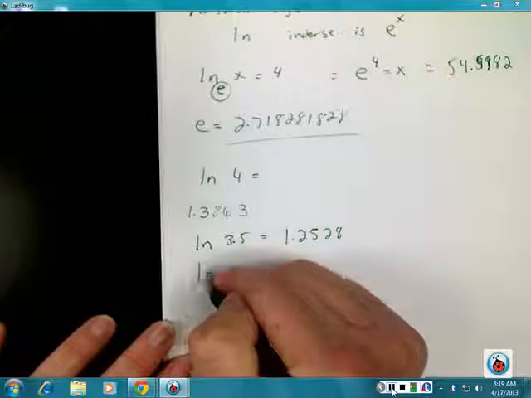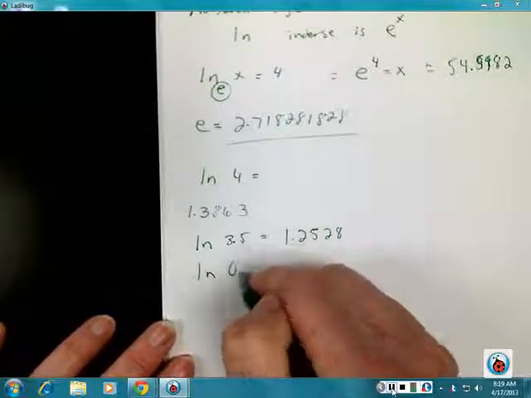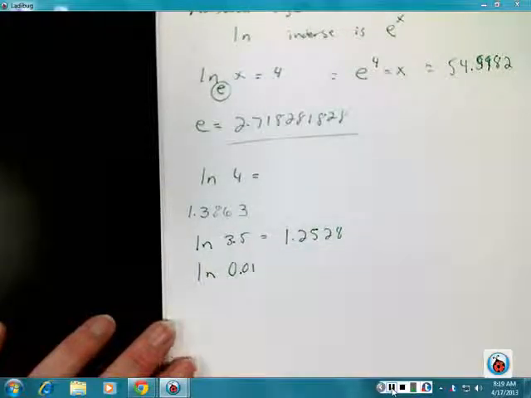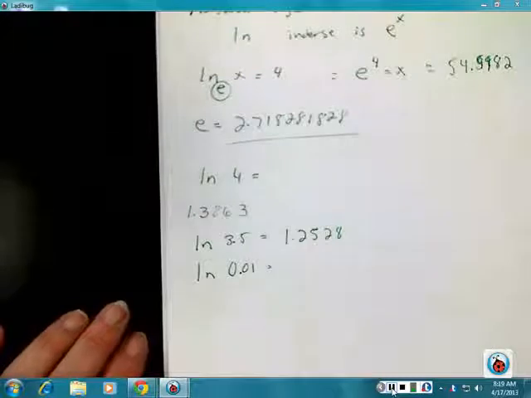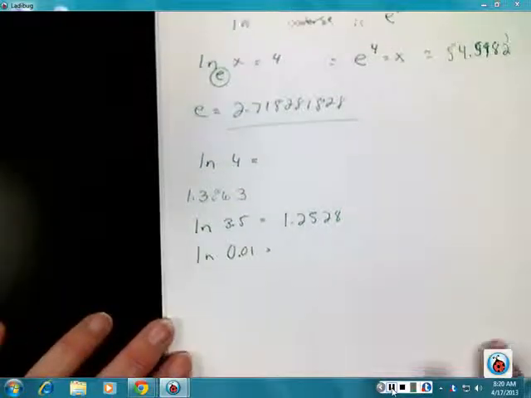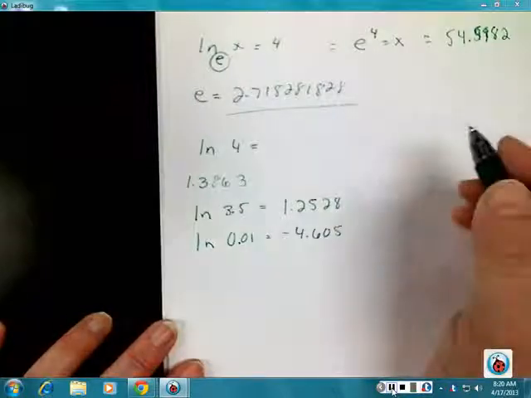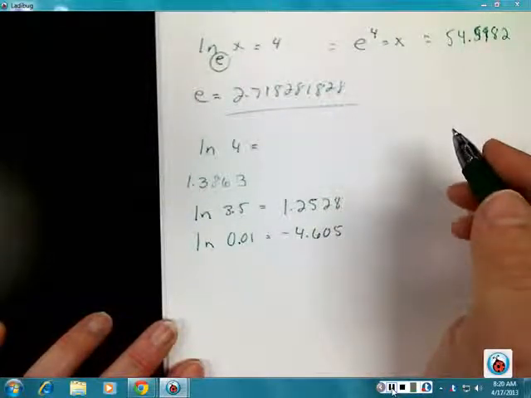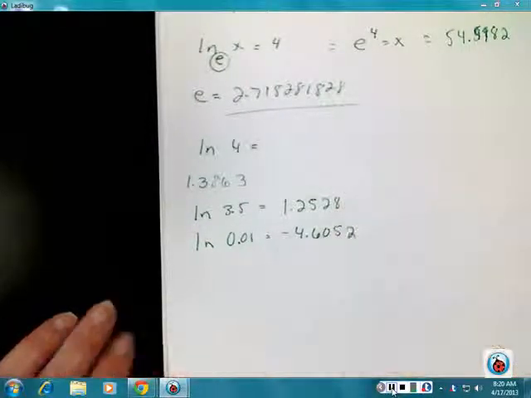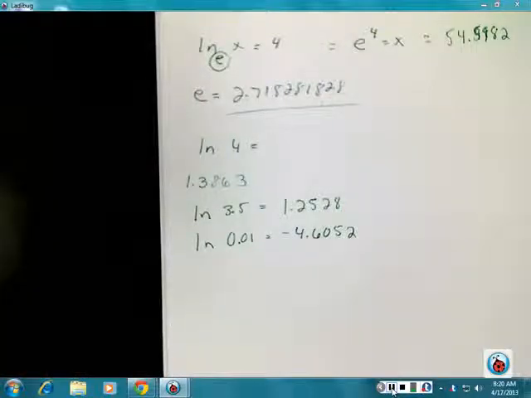How about the natural log of 0.01? What will that one equal? Negative 4.6052. And so we're getting that answer as well.